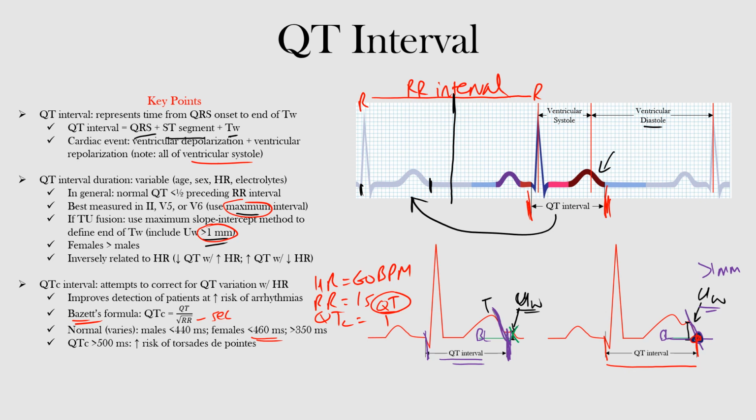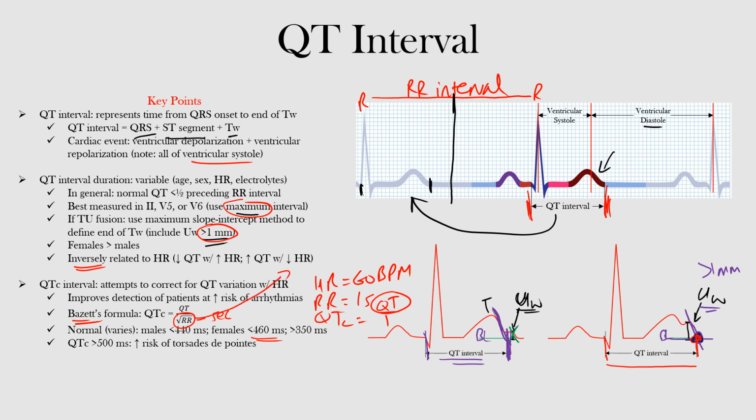And remember, the QT interval tends to be inversely related to the heart rate. If the heart rate is faster, the QT interval will be shorter, so it reflects the heart rate. If the heart rate is slower, the QT interval will be greater, and you can go back to the R to R interval and relate that to the heart rate if you want.